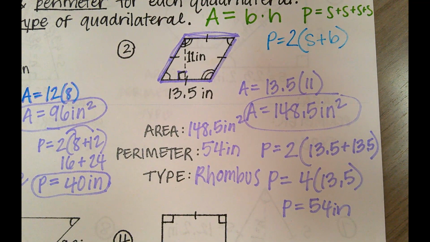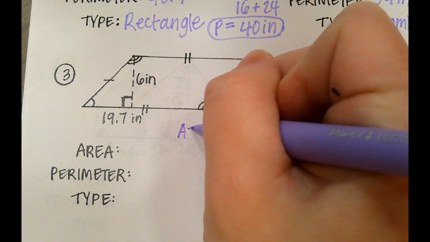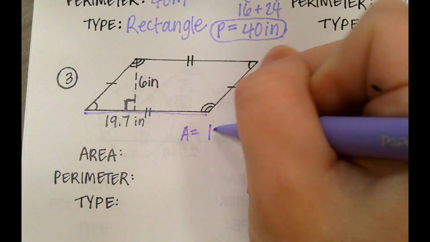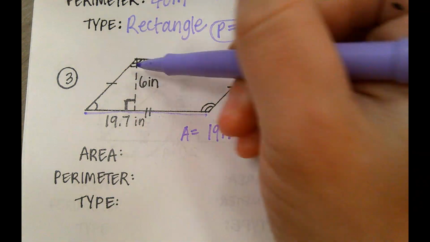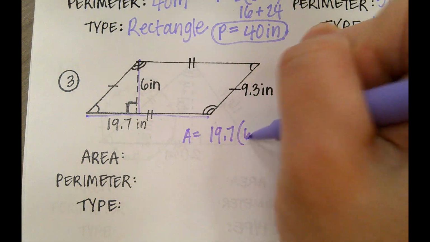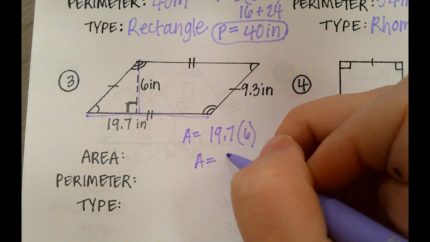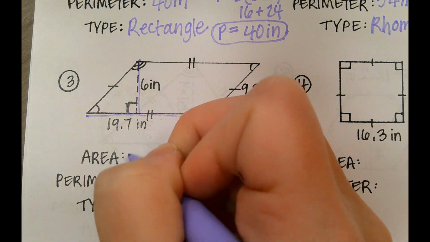Okay. Let's look at number 3. You've got a couple more measures being given to you in this problem. Which 2 am I going to use to find my area? 7, that's the base. Good. And 6. Yes, 19.7 is my base and my height is 6. Don't use 9.3. 118.2. Perfect. 118.2 inches squared is my area.